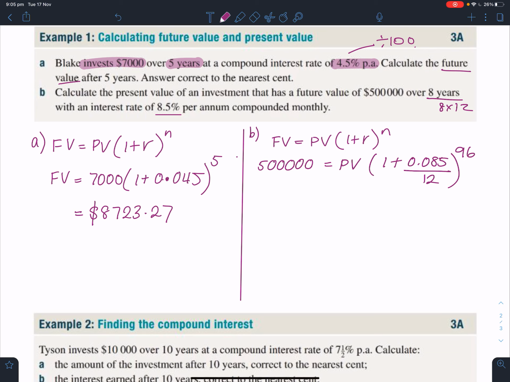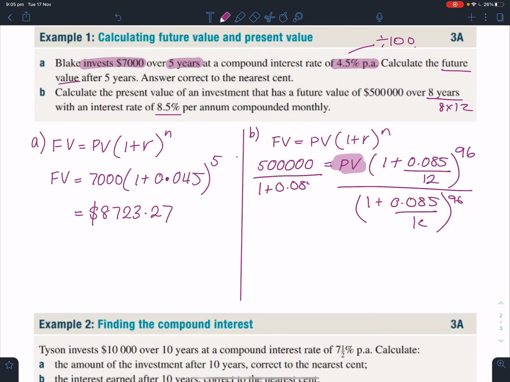Okay, so now I want to find this. So what I'm going to do is I'm going to divide both sides by everything that's left. And notice I don't bother putting anything in the calculator until the end, because it just reduces the rounding. It's not necessary. So to find the present value, I'm going to put all of this into a calculator.